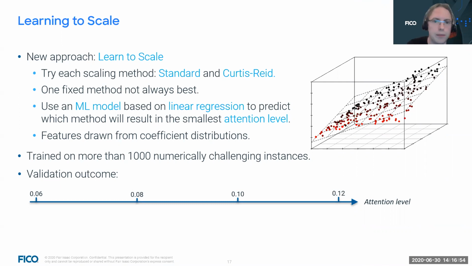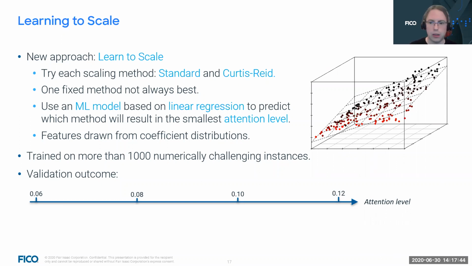Until the second to last release, we always used standard scaling and only recommended Curtis-Reid scaling to everyone who had numerical issues, more or less. And now we implemented this new approach, learning to scale, after realizing that one fixed method is not always the best. And here we try to use a machine learning model based on a linear regression to predict which method will result in the smallest attention level. So remember the attention level, a good measure of numerical performance of the model. So that's our label that we use. And as features, we use the different coefficient distributions that I showed you before. And we trained this on more than 1,000 numerically challenging instances.